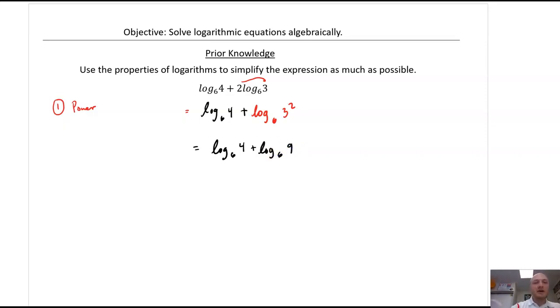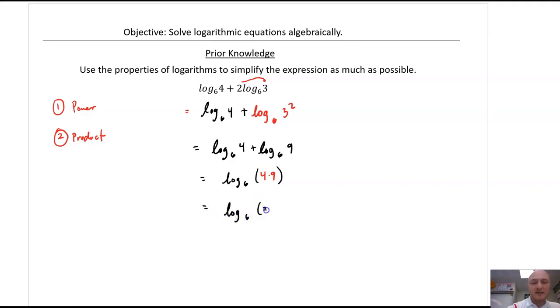Now, generally the next step is to use a quotient or a product property. And in this case, we are adding. So we're going to use the product property, which says if I have two logarithms of the same base, I can rewrite them as one logarithm, and since we are adding, we multiply the arguments. So 4 times 9, that is 36.